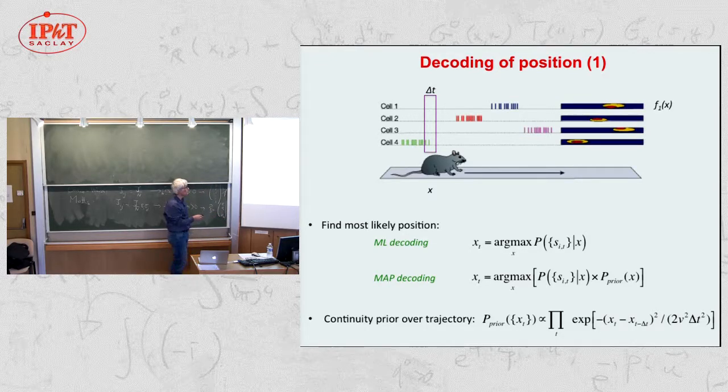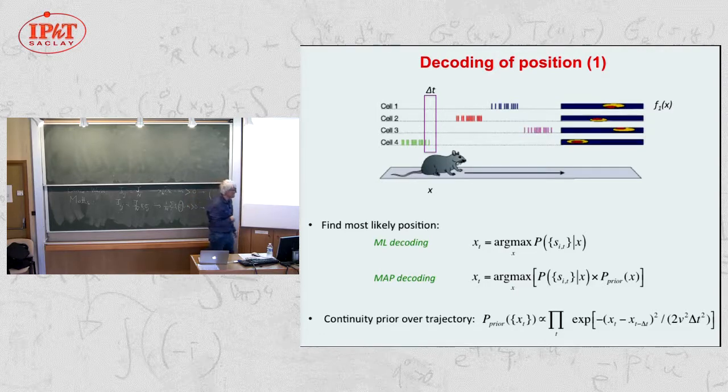That's called maximum likelihood decoding. Or we can do something a little bit more subtle, where we have some prior information about the possible position of the animal, and we maximize the product of the likelihood here times the prior information about x. So for instance, a very simple and reasonable prior is that in between 2 time bins, which are separated by a few tenths of milliseconds, the animal cannot have jumped from one side of the box to the other one. Okay, that's not possible.